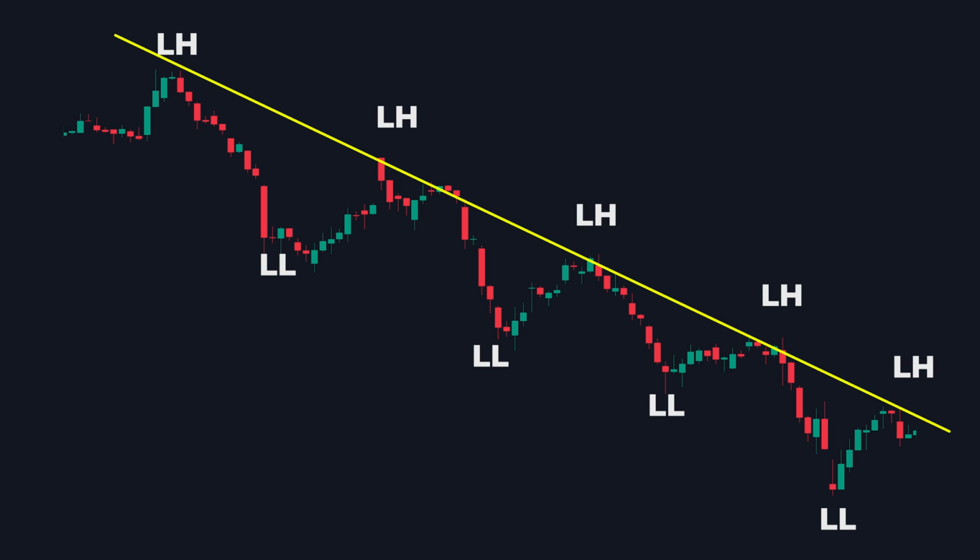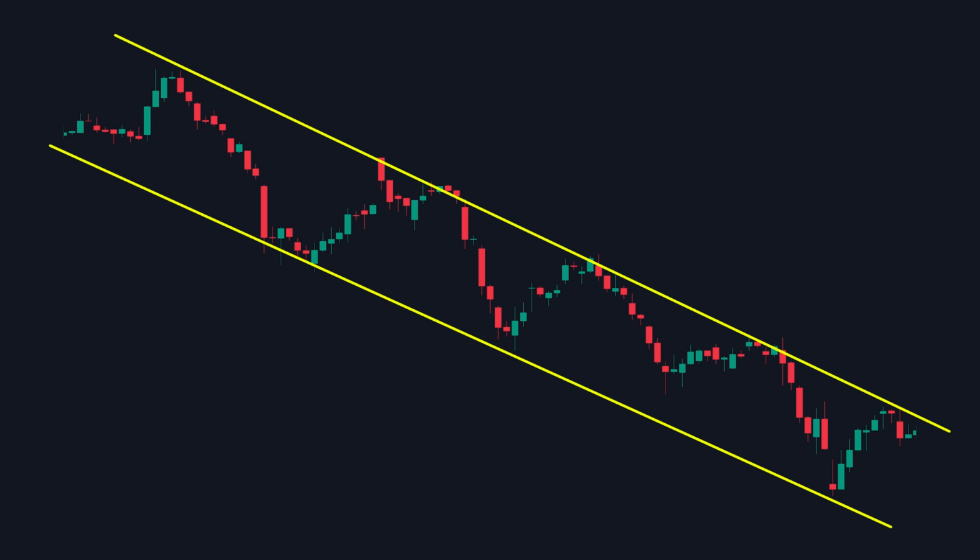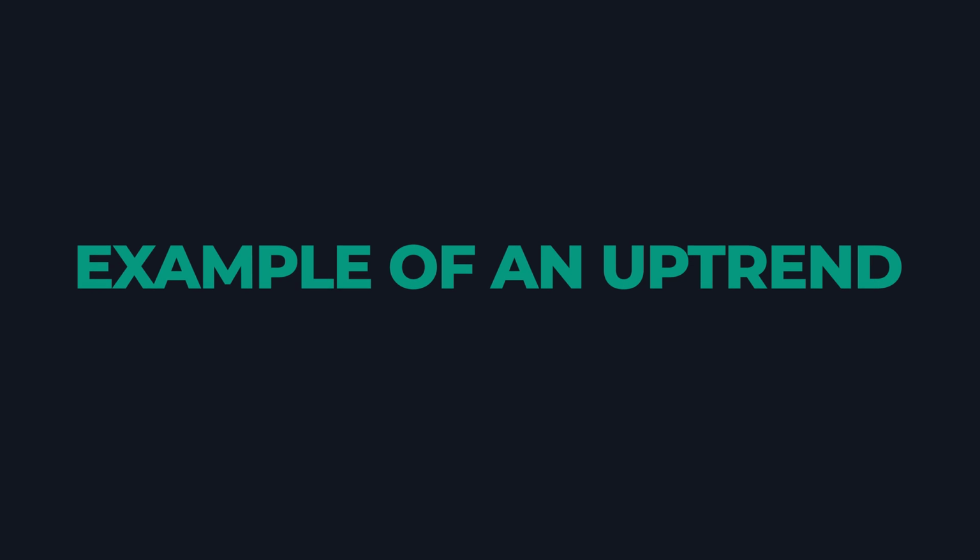And in addition to that, we can draw another supporting trend line below the candles using the lower lows, like this. These two trend lines will help us understand the price movement and potential areas of resistance and support in the market. Now let's check an example of an uptrend.